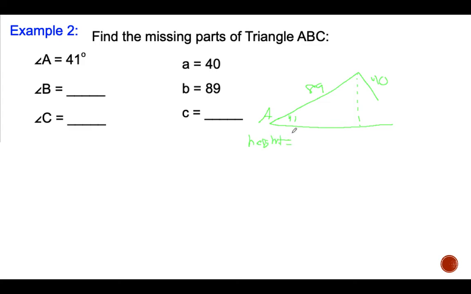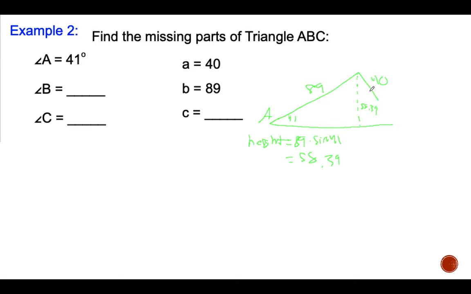from the B times sine A would be 89 times sine of 41. So 89 times sine of 41, and that gets you 58.39. So this height right here is 58.39.